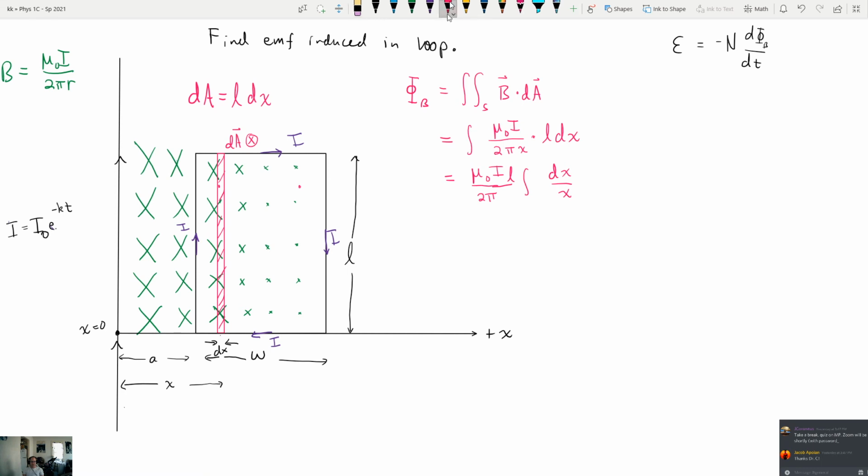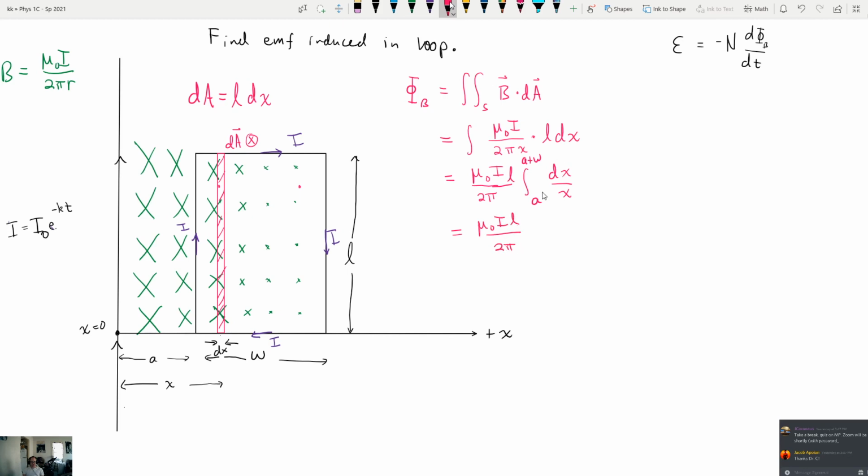Okay. And then what are my limits on this going to be? We need to integrate across the loop, right? It would be a to a plus w. Yep, because we're going to integrate from the left side of the loop to the right side of the loop, which is x equal to a and x equal to a plus w. So there's our equation. So we end up getting mu naught I L over 2 pi.